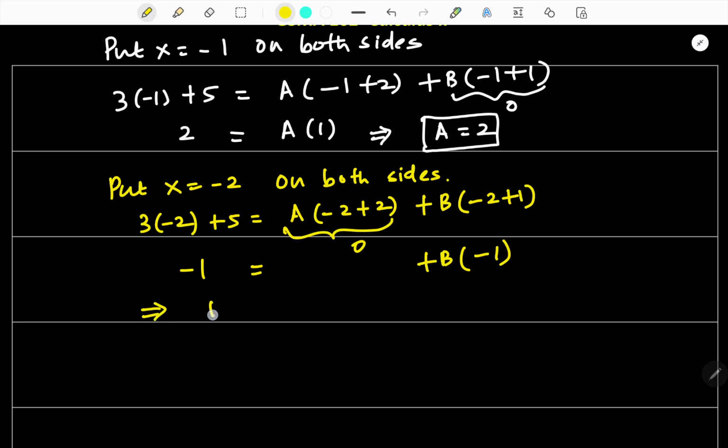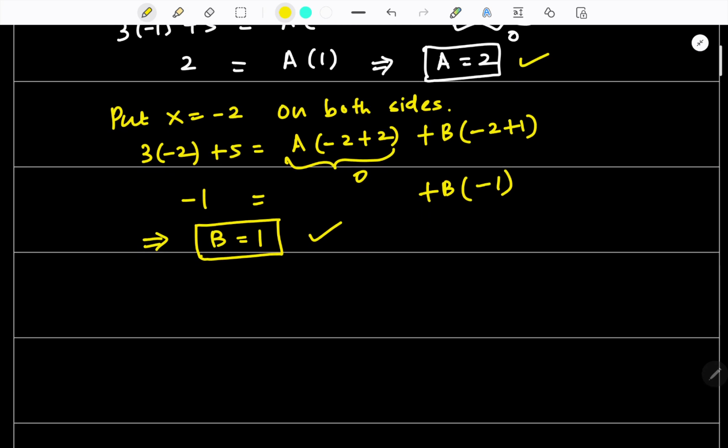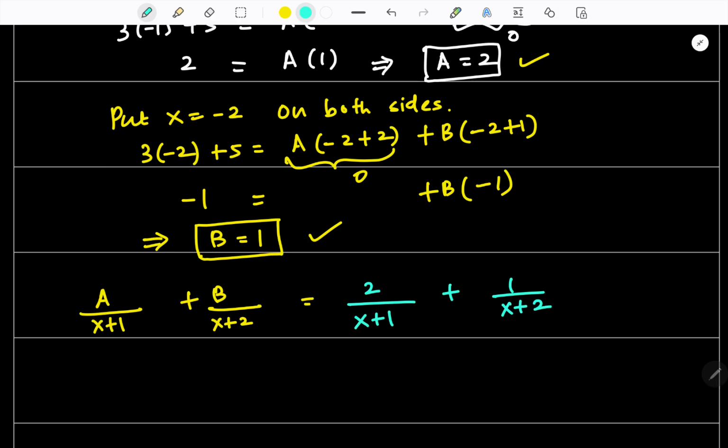So it implies b is equal to what? 1. So we got a, we got b. So finally what happens? Your question is a divided by x plus 1 plus b divided by x plus 2. So this can be written as a is your 2 divided by x plus 1 plus b is 1 divided by x plus 2. So this is your final answer.